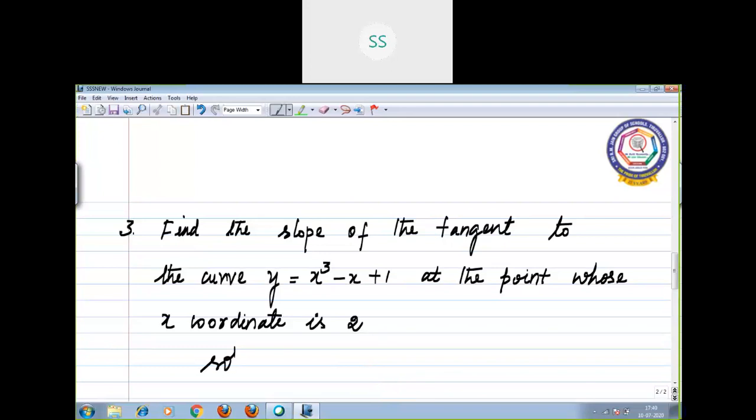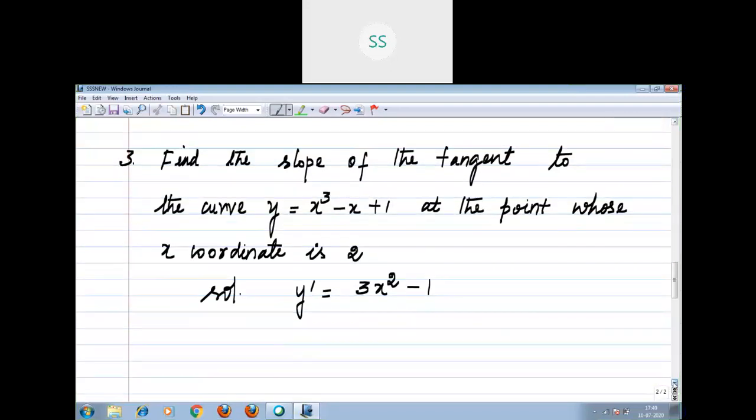Solution. Y dash equal to 3 into x square. Here also you are applying the derivative of x power n minus 1. Right? Now, your x is equal to 2. What is given? X coordinate is 2. So, x is equal to 2. You are going to substitute. See, when you differentiate x cube, you arrive at 3x square. When you differentiate minus x, you arrive at minus 1. The plus 1, when you differentiate, it becomes 0.